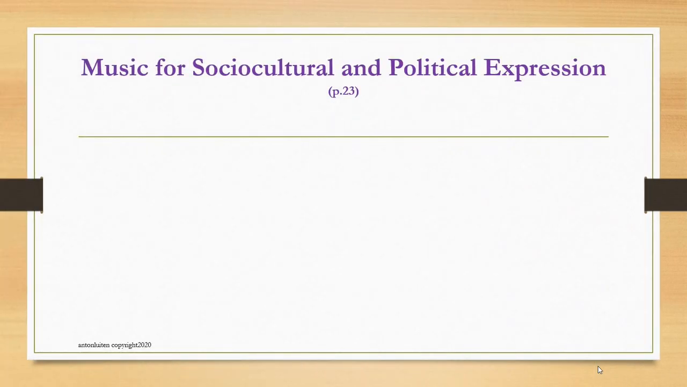And so to the first area of inquiry, music for socio-cultural and political expression. This involves music that expresses and communicates cultural messages, conveys political ideas, and or helps to preserve social and cultural traditions. Some examples of this may include the following traditions.